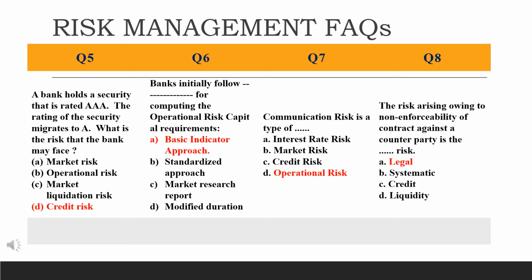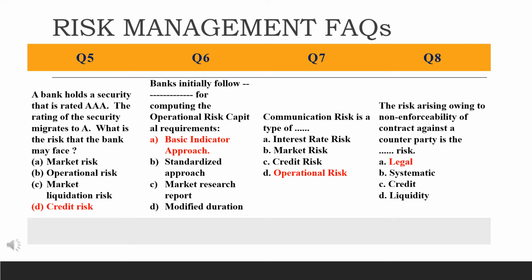Please listen carefully. The question is, a bank holds a security that is rated AAA. The rating of the security migrates to A. What is the risk that the bank may face? It's a credit risk. Why? Because a downgrading of rating is a sign of deterioration in the credit quality of the borrower and hence it's considered as a credit risk event.